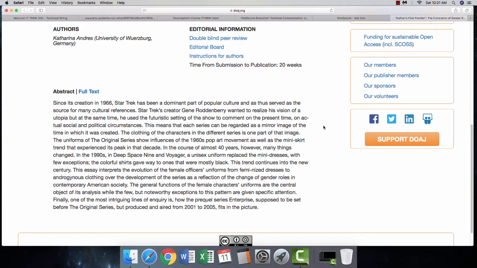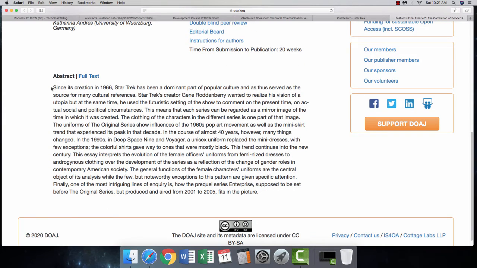But here you go. Look at this kind of writing. "Since its creation in 1966, Star Trek has been a dominant part of popular culture, and, as I think that's supposed to say, oops, we have a typo in academic writing, don't tell anyone, has thus served as the source for many cultural references."